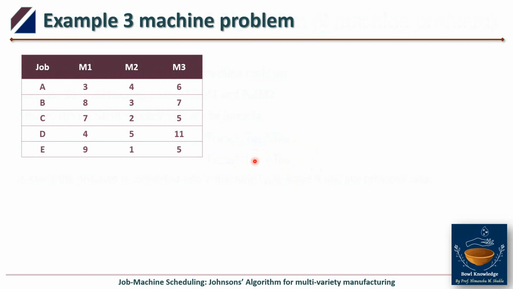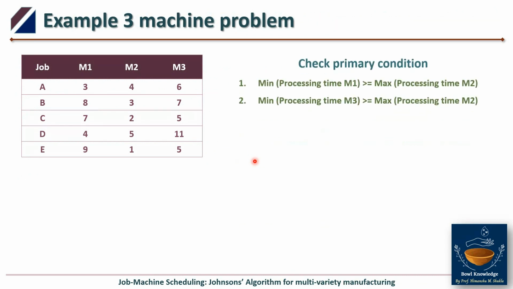See, this is a 3 machine problem on the screen. There are 5 jobs A, B, C, D, E, but there are 3 machines. So first we will check the condition. What is the primary condition? Minimum processing time on M1. What is the minimum processing time of M1? 3. It should be greater than or equal to the maximum processing time of M2. What is the maximum of this M2 column? 5. So 3 is greater than or equal to 5. The condition is not satisfied. 3 is not greater than or equal to 5.